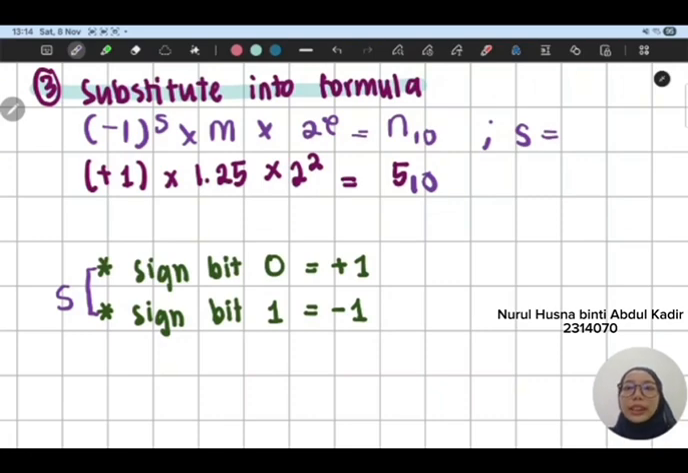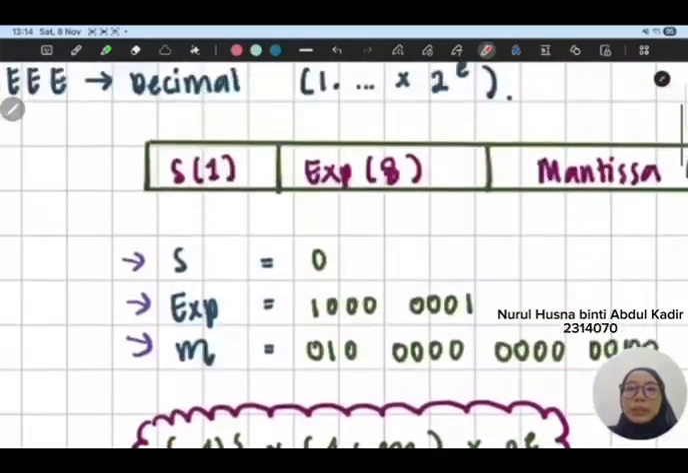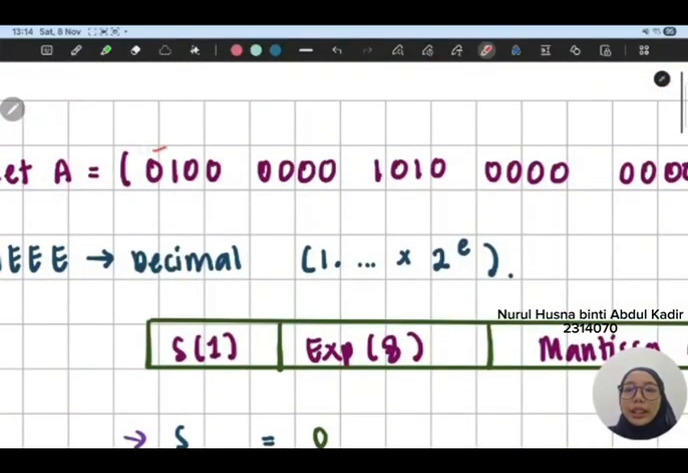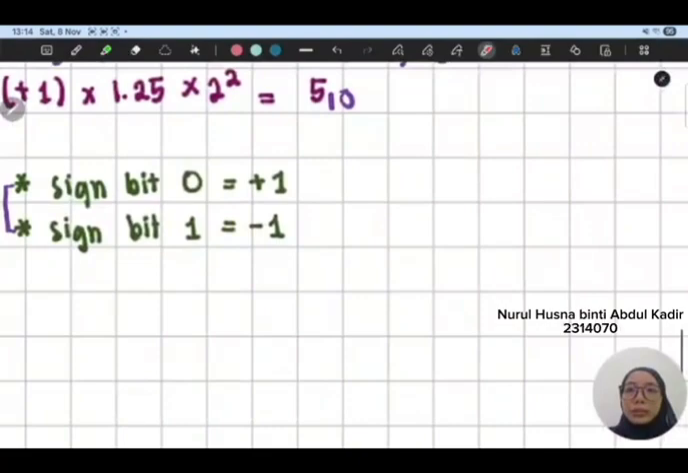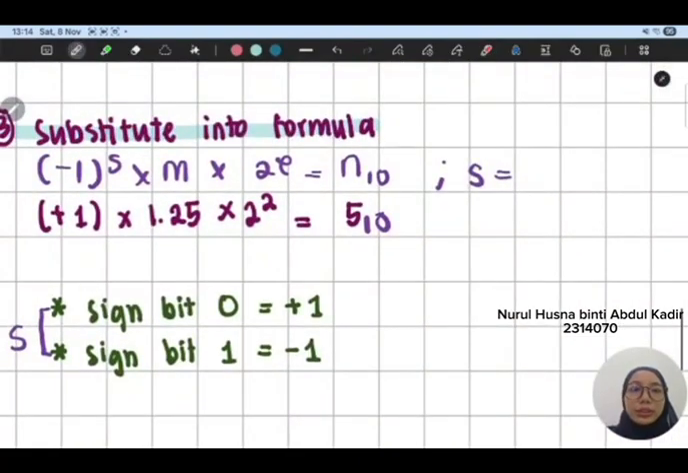We need to substitute all we have calculated into the formula. Here is the formula. M we have calculated in step 2, E in step 1, and S, which is the sign bit, we get it from the MSB of the given IEEE, which is 0. Okay, so S equal to 0.